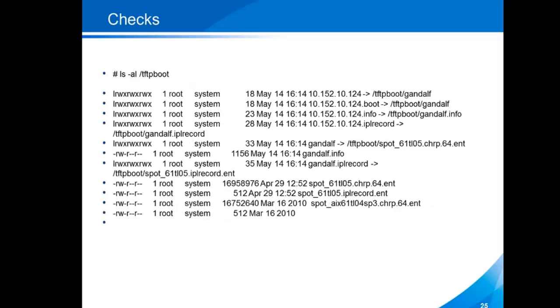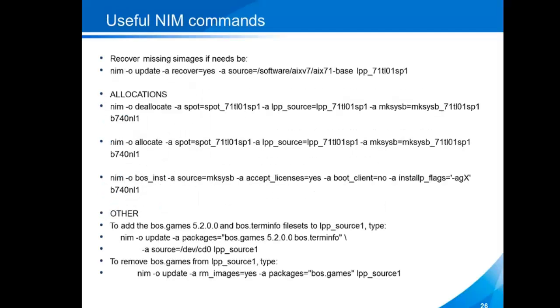If I now look in tftpboot, you can see that I have a number of entries for Gandalf, and you should always see a .info file. There's also an IPL record and so on. So there's usually about 5 or 6 entries for an individual LPAR, and you'll see the SPOTs that are being exported and so on.